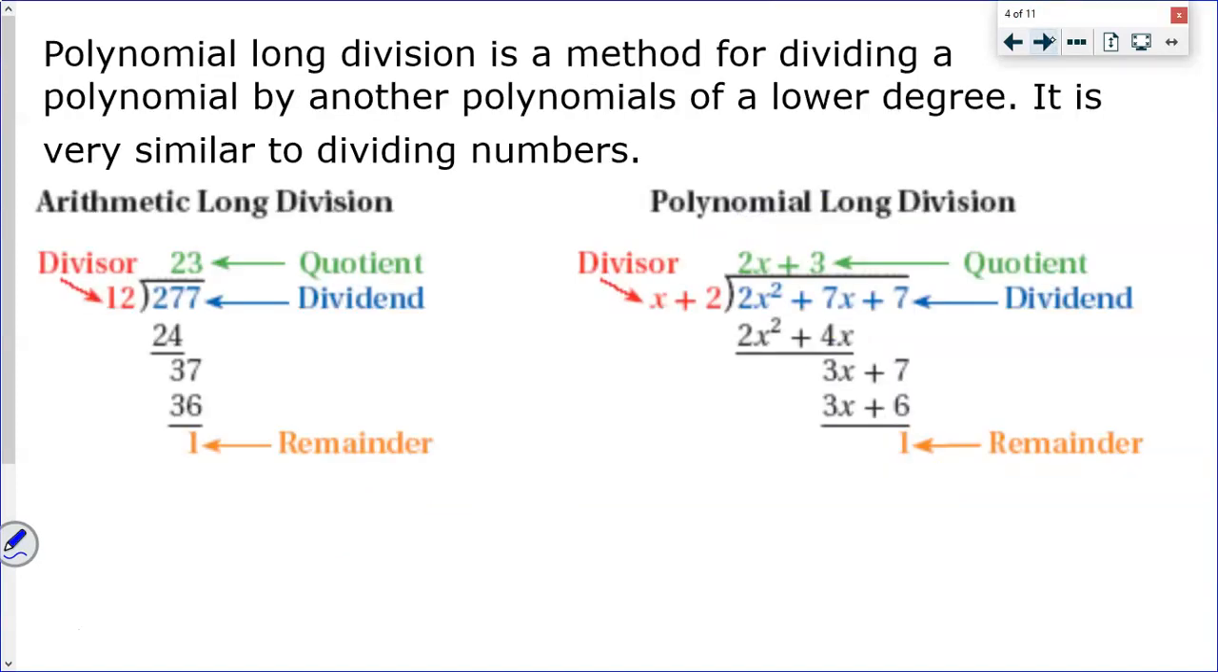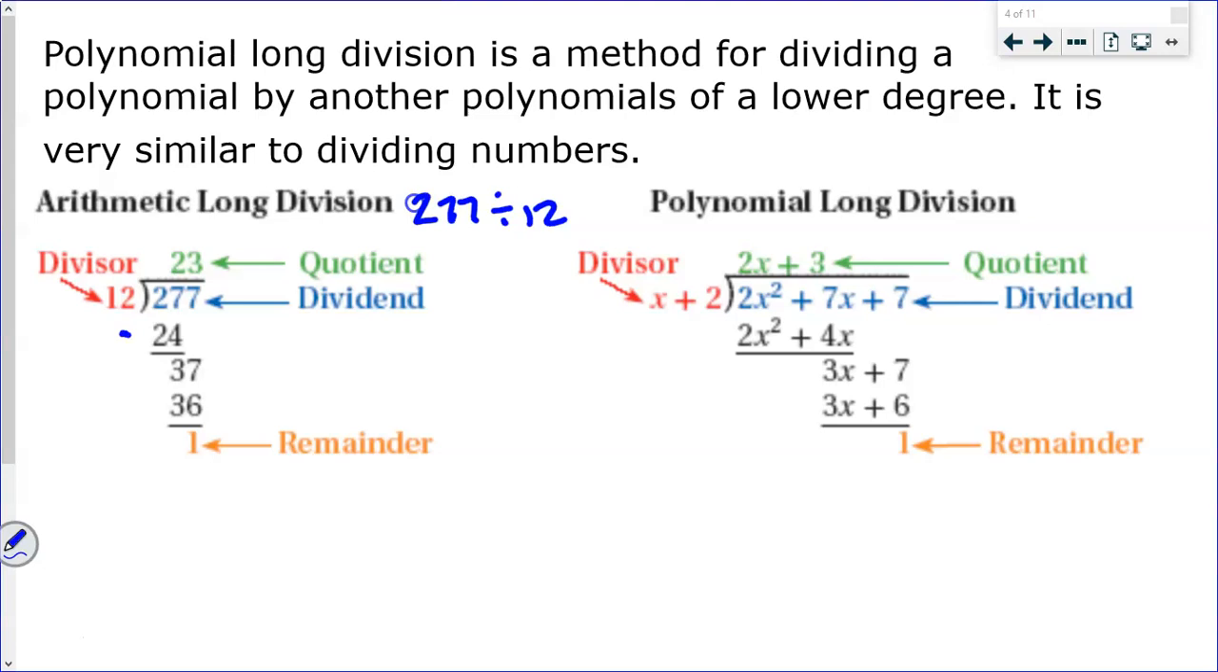Polynomial long division is a method for dividing a polynomial by another polynomial of lower degree. And it's very similar to dividing numbers. So if you remember, the divisor is the number that we're dividing by, and the dividend is what we're dividing into. So if this was written, it would be written 277 divided by 12, right? And the process is here the same.